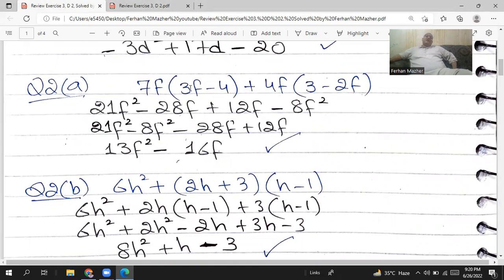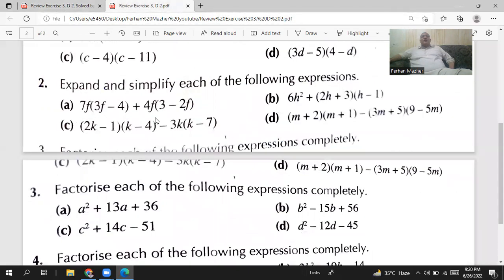So this 7f will multiply with both the members here. This 4f will multiply with both the members here. So you will get 21f squared minus 28f plus 12f minus 8f squared. So we will arrange the like terms together. You will have 21f squared minus 8f squared minus 28f plus 12f. So it will give you 13f squared minus 16f. So this is how you will do question number 2, the A part. Question number 2, the B part is showing up on your screen.